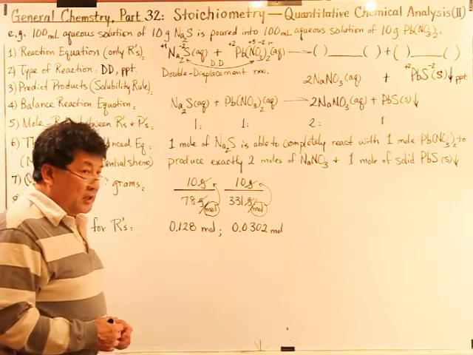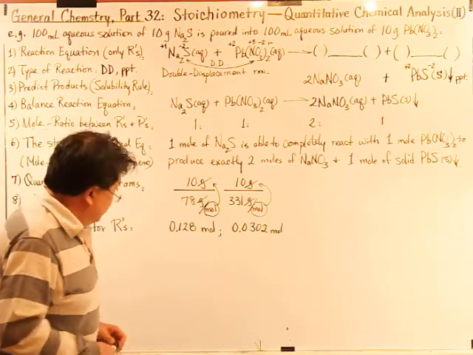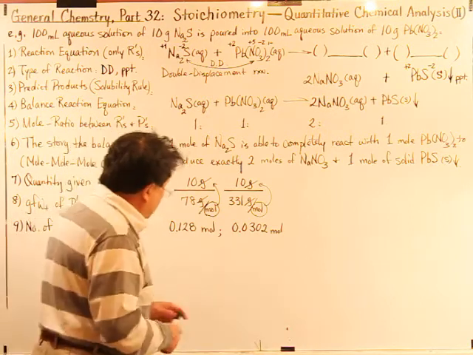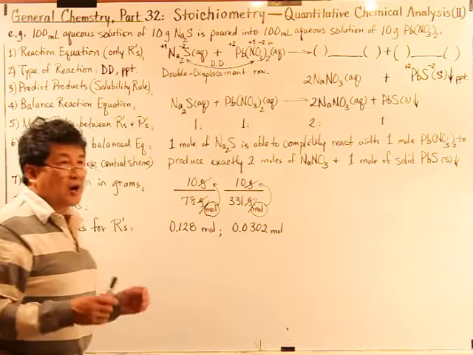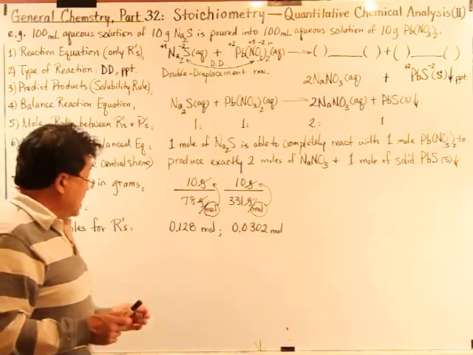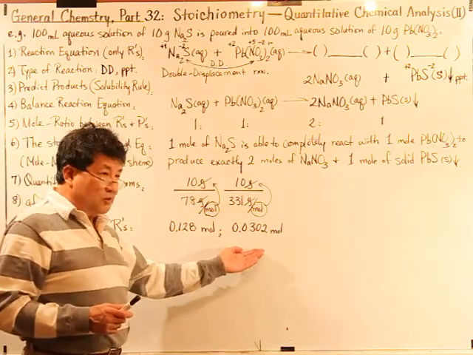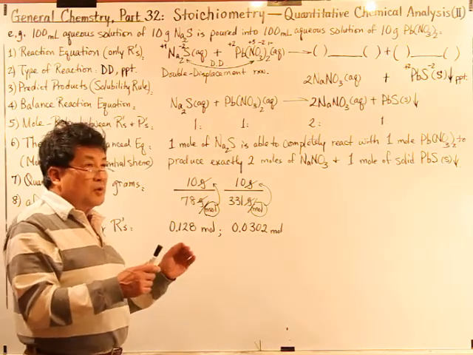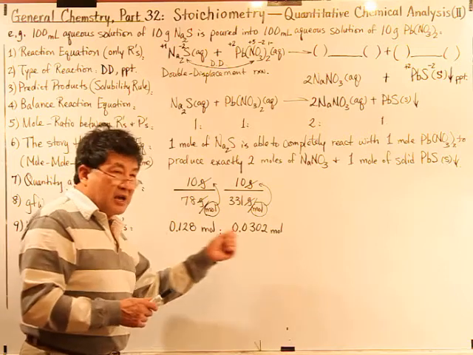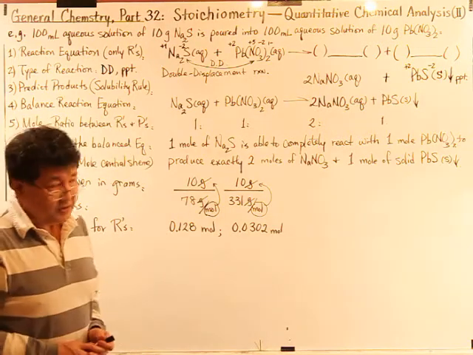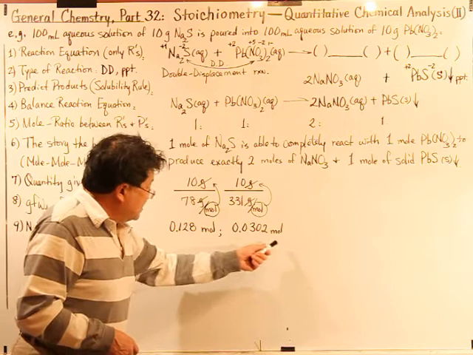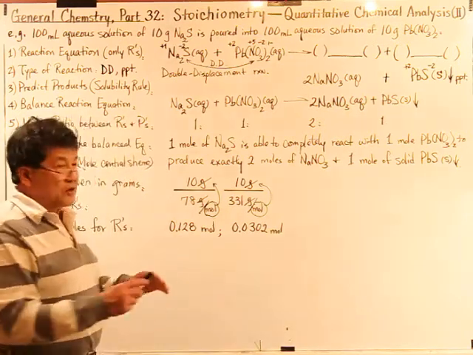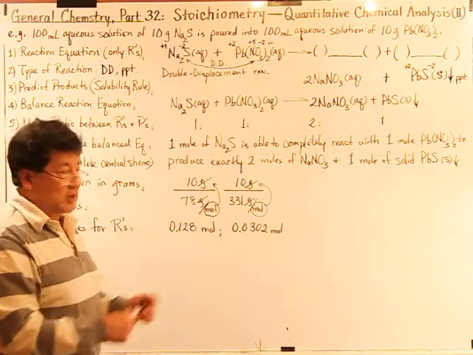How do you understand this? We're going to give you an analogy, but first let's try to understand. This one is what we call the limiting reagent. Why? The number of moles of this one limits the reaction; nothing beyond this amount can be reacted. In other words, once this amount of lead nitrate is completely consumed, no more reaction can go on.